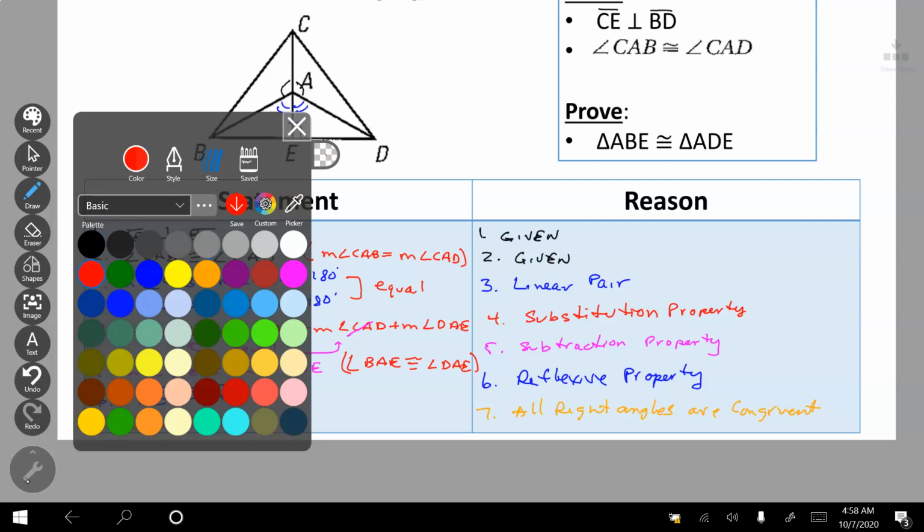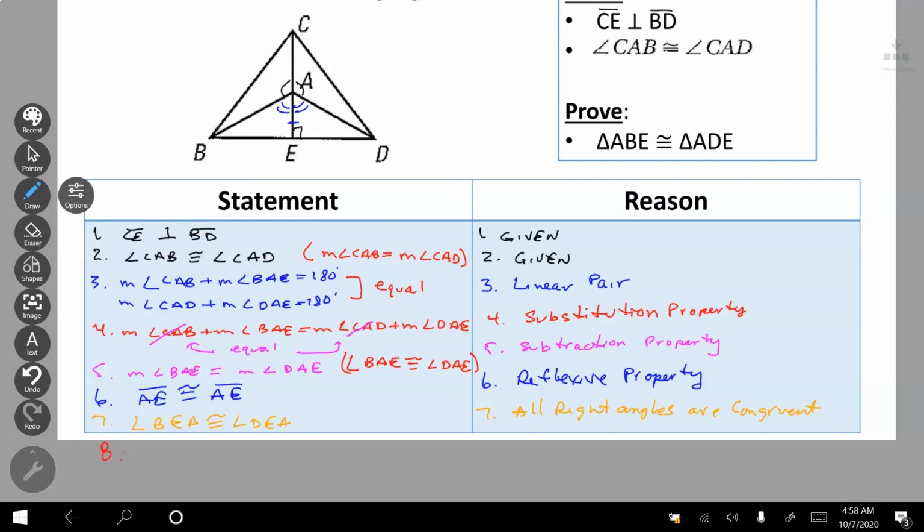And that finally leaves me with what I want. And I know I'm off the page here a little bit, but triangle ABE is congruent to triangle ADE because I have blue arc, blue tick, right angle, blue arc, blue tick, right angle. So I have angle, side, angle congruency.